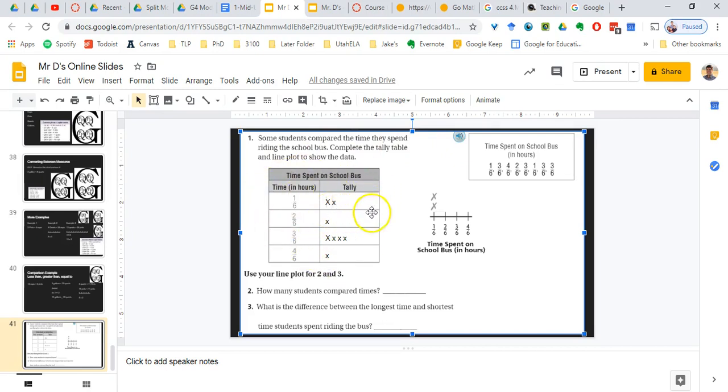So then the next step we're going to do is take this data that's now in the tally chart and put it over here on the line plot. They've already done the 1/6 for us, that there were 2 people. Each X means a person. There are 2 people that said that they spent 1/6 of an hour on the bus.